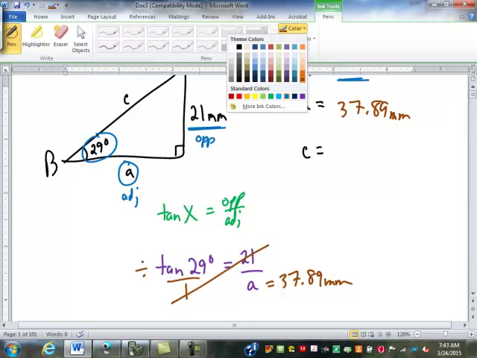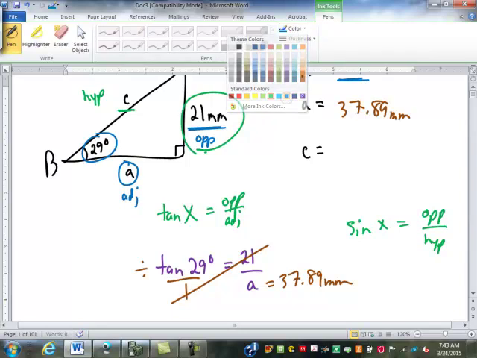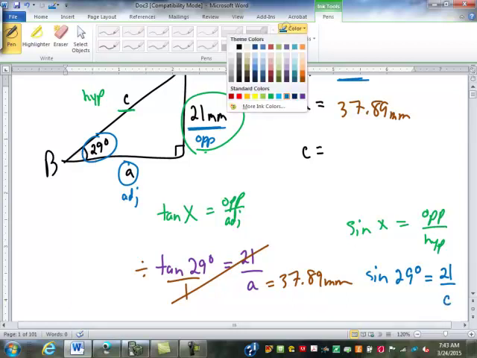Now then, to find C. We still have the 21, which is the opposite. C, of course, would be the hypotenuse, which is going to be the sine. Sine of x is opposite over hypotenuse. And again, we fill in our information. Do we know x? Do we know the angle? Well, yeah, it's still 29 degrees. The opposite is still 21. And the hypotenuse is C.